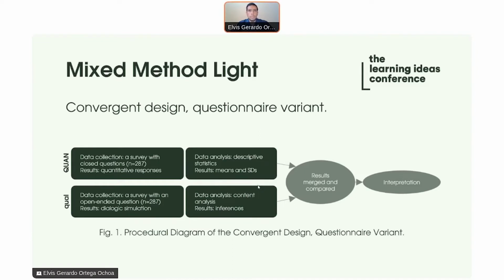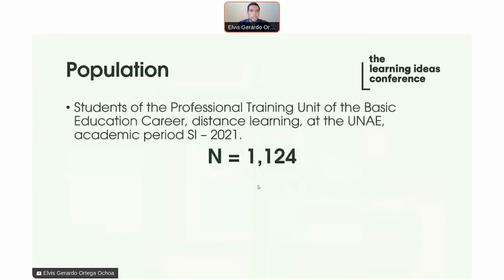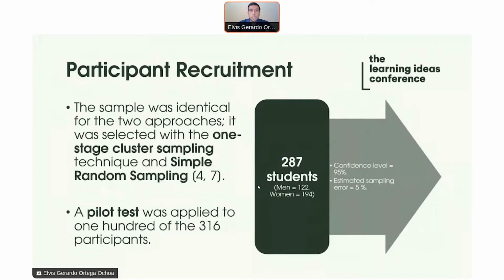The population was the students of the professional training unit of the basic education career, distance learning at the UNAE, academic period semester 1, N equals 1,124. The students fulfilled the role of apprentices and they are teachers in each of their schools. Furthermore, their knowledge and skills are very enriching since they have had different formative contexts. The population sample was identical for the two approaches.